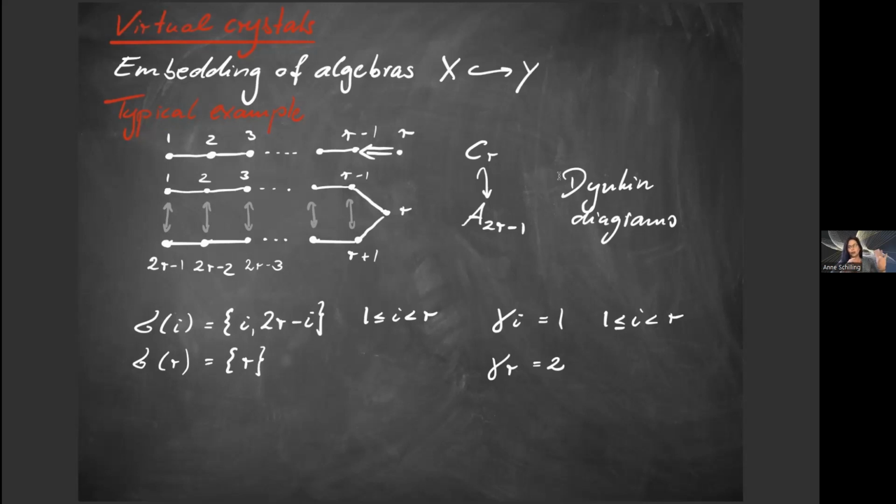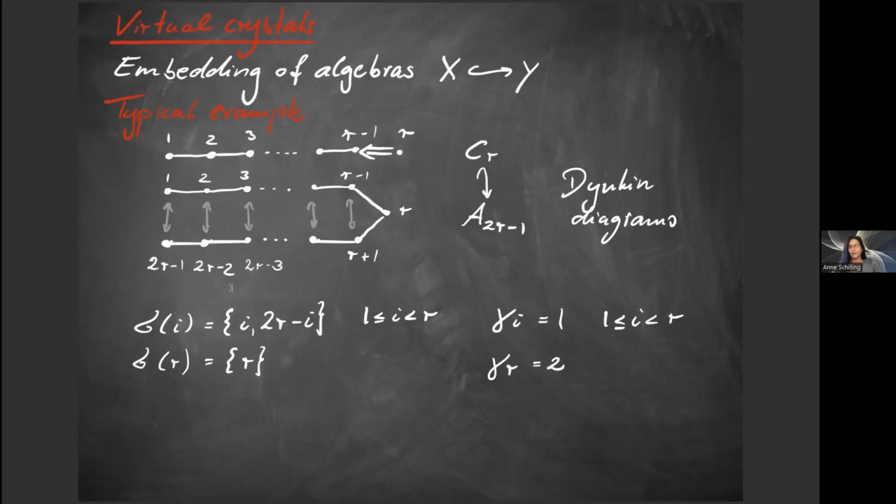So suppose you have 2 algebras, X and Y. On this slide, I've shown you where X is type C_r and Y is type A_{2r-1}. So I've drawn these 2 Dynkin diagrams for you. And so suppose we have some embedding of these algebras. So in this case, we are embedding type C_r into type A_{2r-1}. And we do that by folding the type A Dynkin diagram. So you can see that I've sort of drawn this type A Dynkin diagram folded.